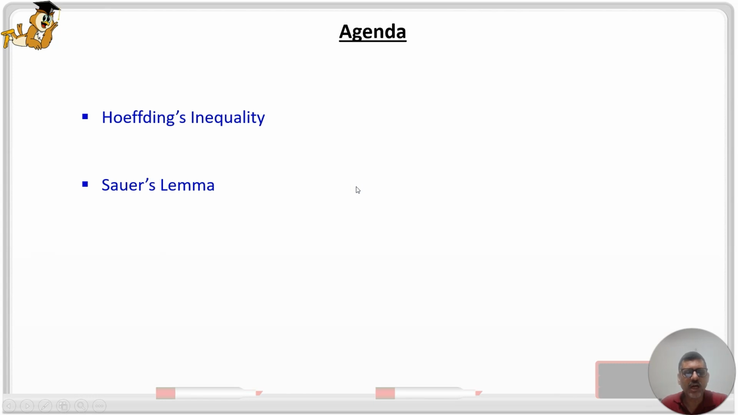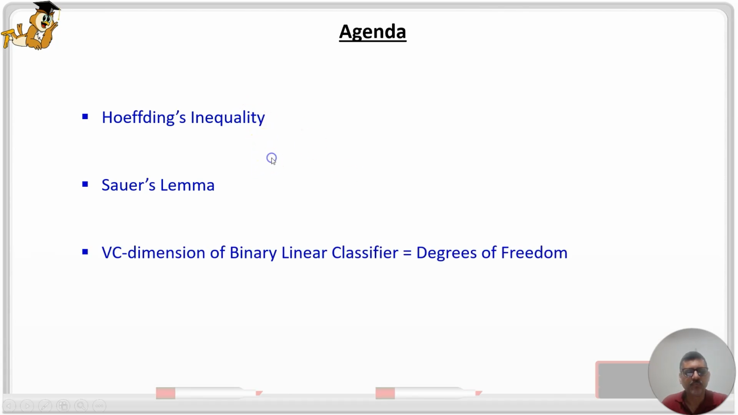We will then go on to Sauer's lemma. Sauer's lemma was a key building block in the development of the generalization bound. We are going to spend a considerable amount of time proving Sauer's lemma. We will then go on to the result that the VC dimension of a binary linear classifier equals the degrees of freedom. This was an important result because it helped us develop our intuition for what complexity of a model could possibly refer to. It could possibly refer to degrees of freedom. And we are going to spend some time on this result.